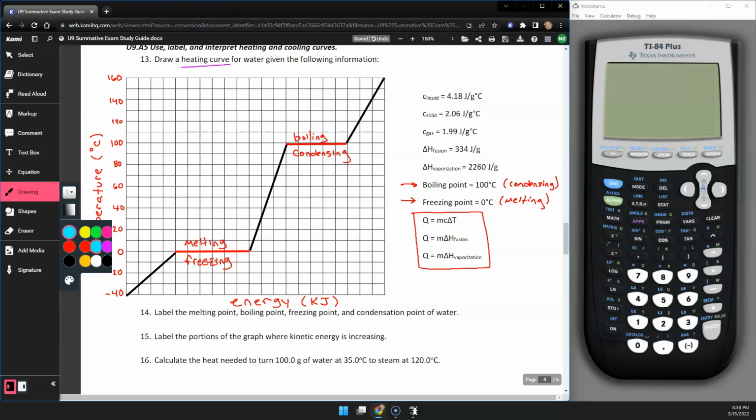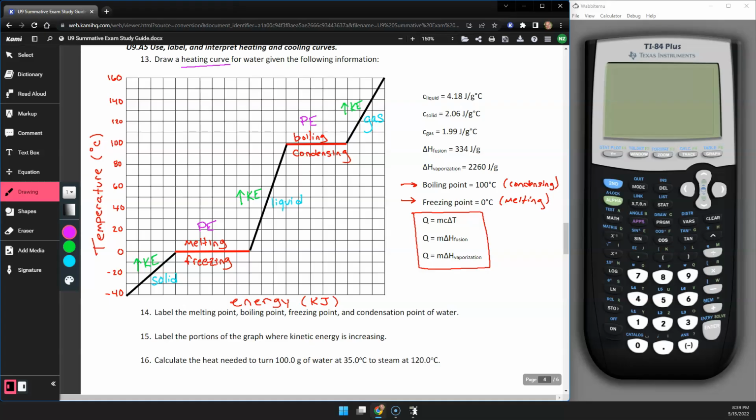All right. Since this is a heating curve, we're going to start as a solid, and then we're going to melt and turn into a liquid. And then we're going to boil, and then we'll turn into a gas. Anytime we're changing our temperature, temperature is directly related to kinetic energy. Anytime we're changing our temperature, our kinetic energy is going up. Okay, we're increasing the temperature, we're increasing our kinetic energy. On the phase changes, whenever we have a phase change, that is potential energy. Okay, so we labeled the melting point, the boiling point, freezing point, condensing point. We labeled the portions of the graph when the kinetic energy is increasing.